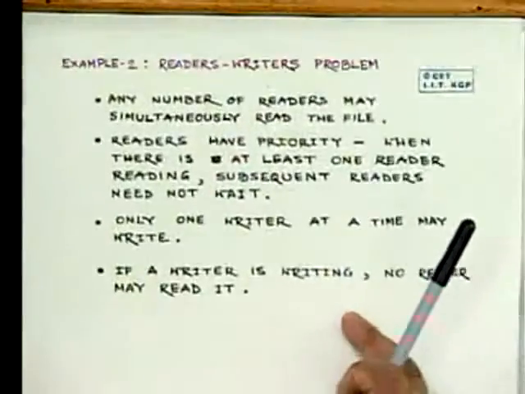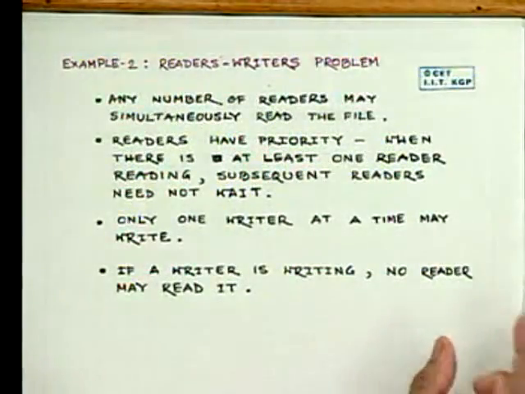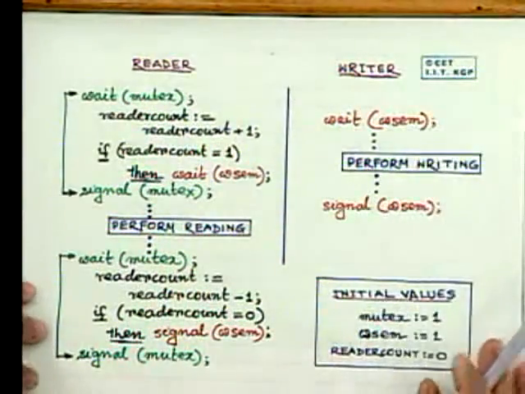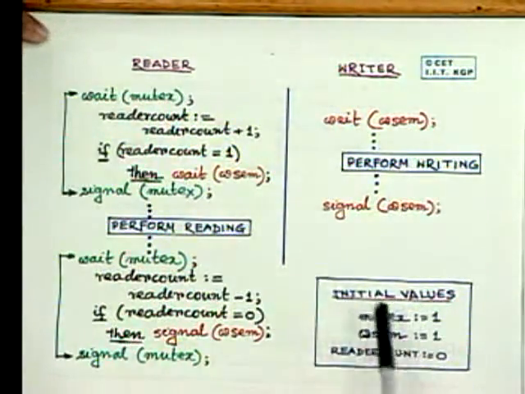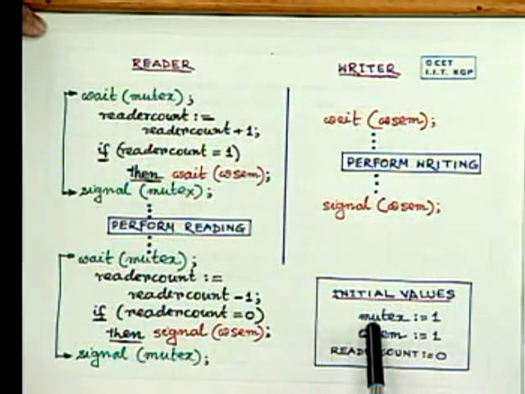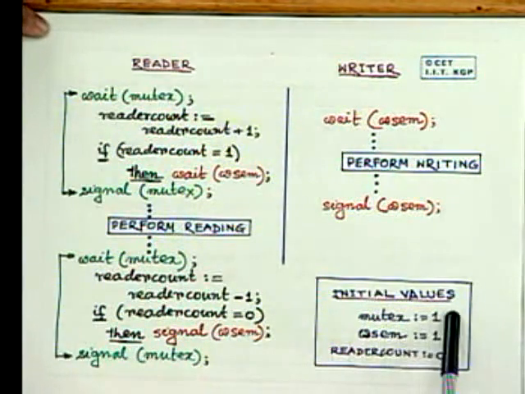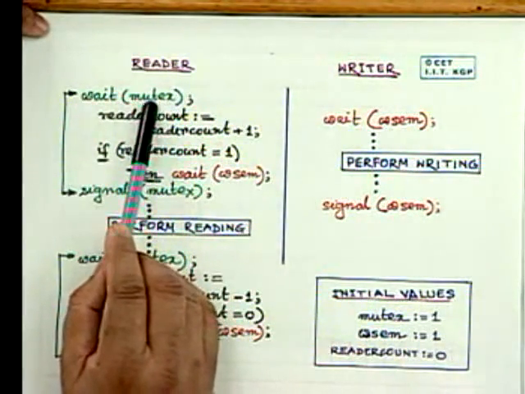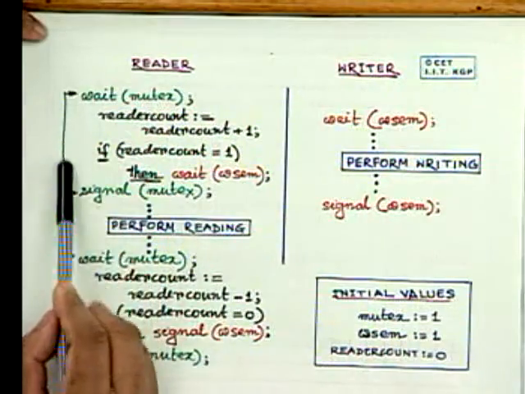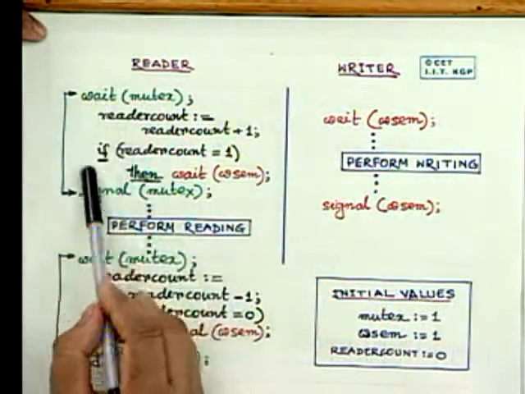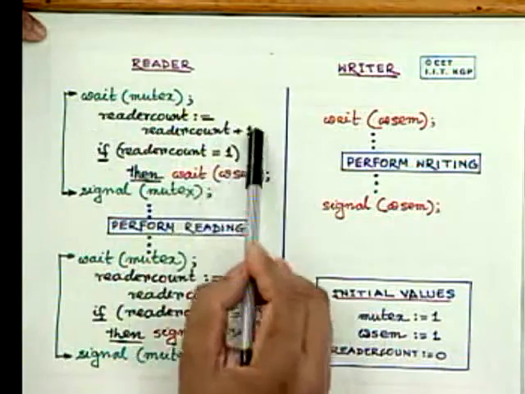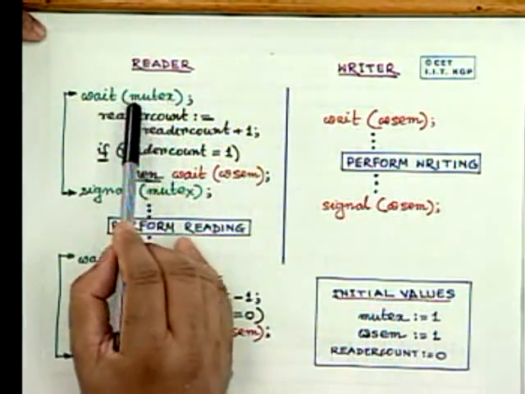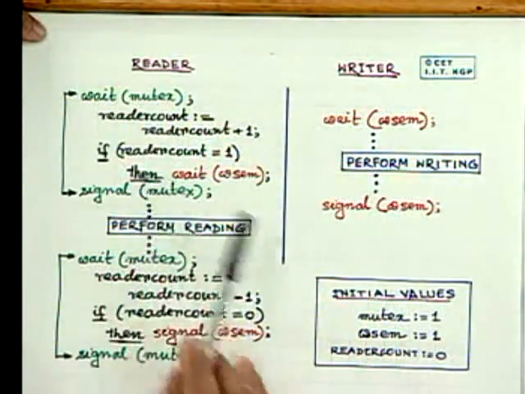Now, here we see how the readers-writers problem is solved by means of the counting semaphore. Here once more we have kept a mutex. That one semaphore is mutex, which is initialized to 1, right? And this semaphore is utilized to achieve the mutual exclusion of the critical section. Here it is a critical section. This mutex is utilized to achieve that mutual exclusion, right?